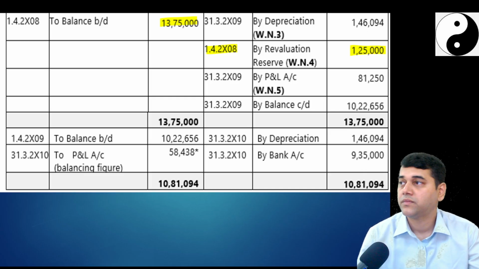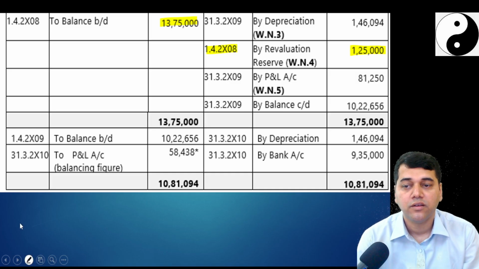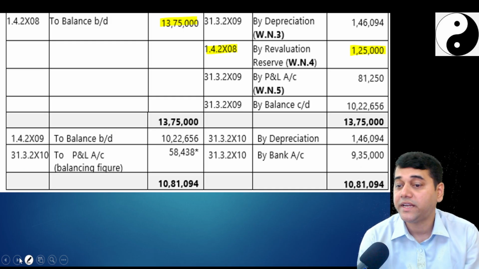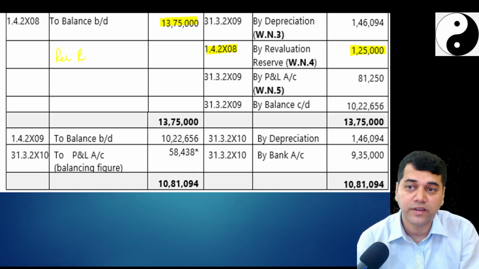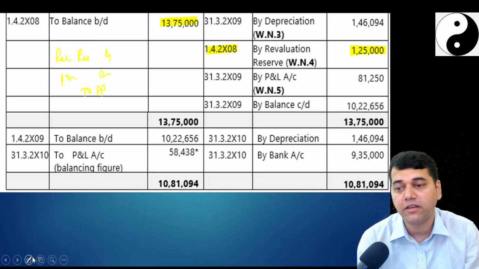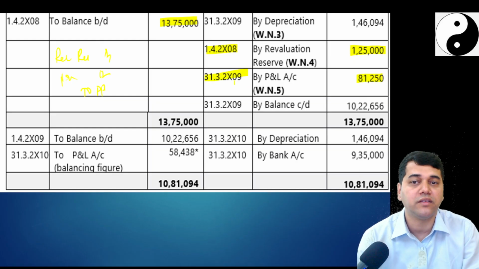2,06,250 total. But what accounting entry do you pass? Did you pass this entry? What is the accounting entry? I want an entry. Revaluation reserve account debit, P&L account debit to PPE. So PPE account is credited by revaluation reserve, you have got 1,25,000. By P&L 81,250. Okay, date is wrong there.